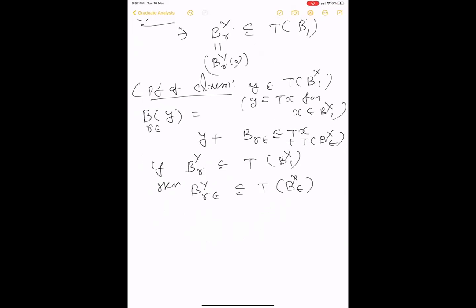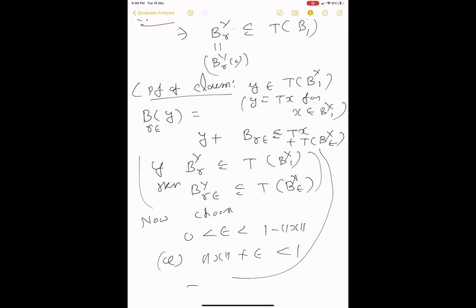Now choose epsilon greater than 0, of course, less than 1 minus norm x. That is, norm x plus epsilon is strictly less than 1. Now because of that, B(r epsilon, y) is contained in norm x plus epsilon. This is less than or equal to 1. So because of that, this will be less than T of B(x, 1), right?